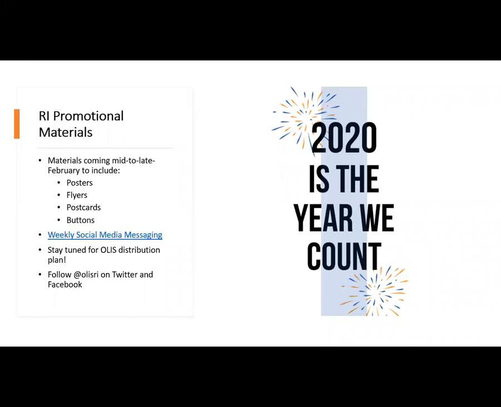So I've mentioned before, Rhode Island promotional materials. Right now you can't get physical materials yet, but they are coming mid to late February. We don't have an exact date, but we do know that it should be before the actual census starts on March 12th. The materials are going to include posters, flyers for handing out in your community, postcards.